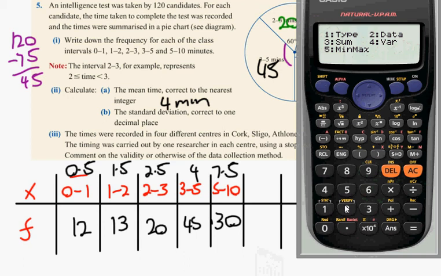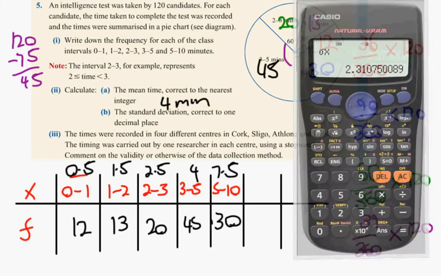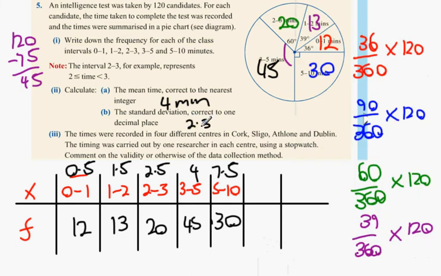Shift, stat, 4, 3. Standard deviation is 2.31. Okay, 2.31. Now, that's handy enough, isn't it?